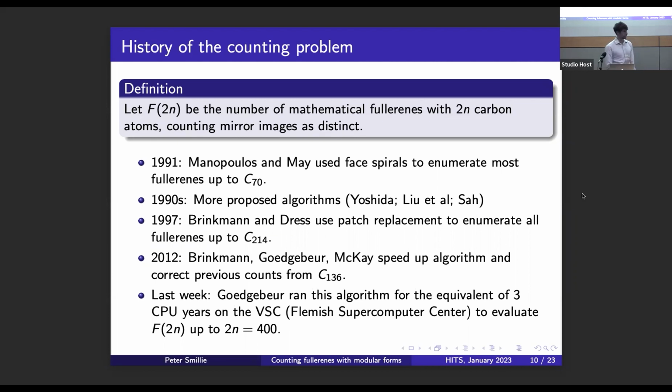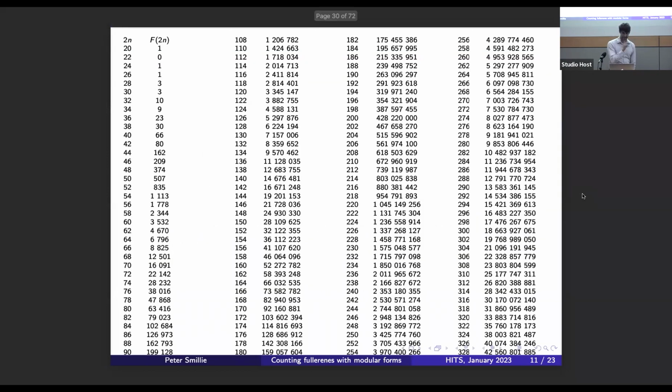I don't know exactly how far they computed in 2012, but last week my co-author emailed Jan Goedgebeur and asked him to run the algorithm again. So in 2012, they were able to run it and calculate F of 2n up to 2n equals 400, up to 400 carbon atoms. What's that? Ooh, I wish you hadn't asked 400 specifically, because for typographic reasons, I had to cut the table off at 328. But here's the answer for 20 to 328.